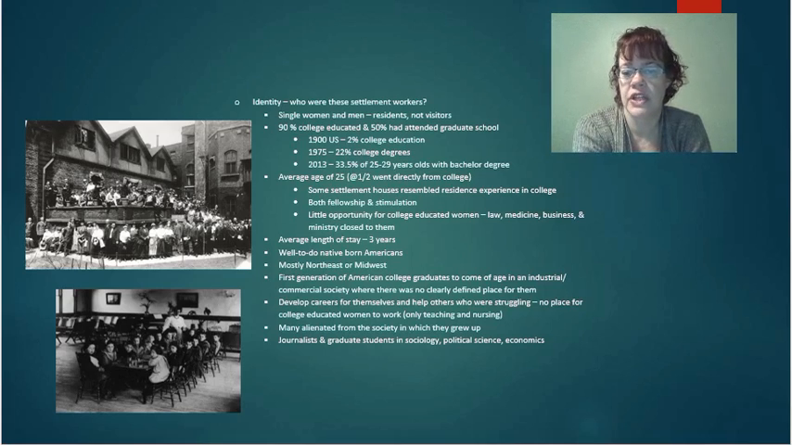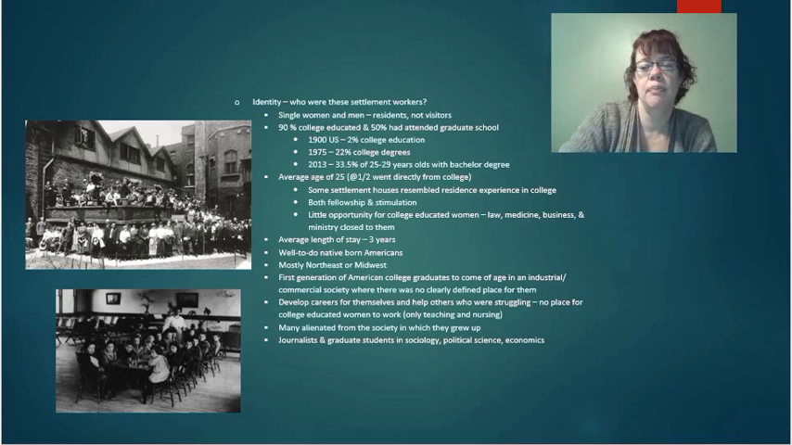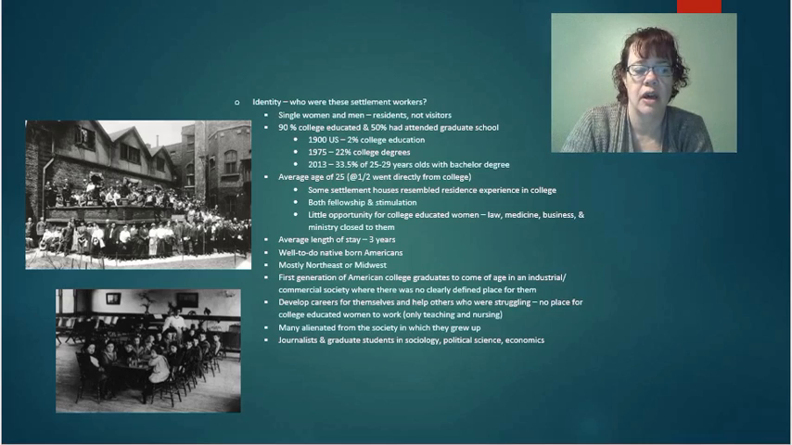There's no place for college-educated women to work. Only teaching and nursing were the only acceptable careers for women. Many alienated from society in which they grew up. Journalists and graduate students in sociology, political science, and economics were often their majors in college if they went into settlement work.